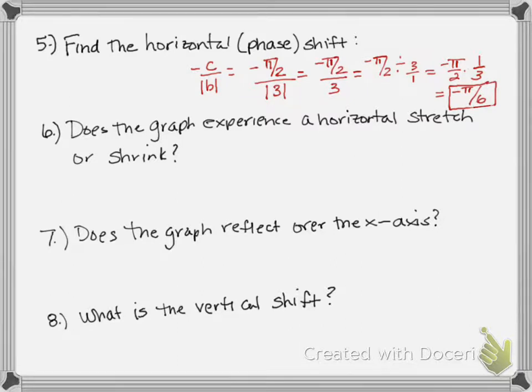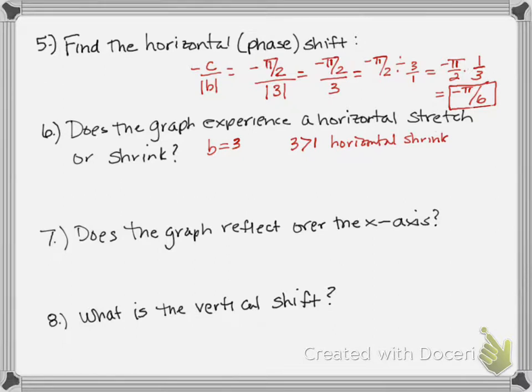Does the graph experience a horizontal stretch or shrink? All right, when we're talking about horizontal stretch or shrink, we're looking at the B value. In this case, the B is 3. If the B value, which is 3, is greater than 1, then we have a horizontal shrink. If the B value was between 0 and 1, we would have a horizontal stretch.